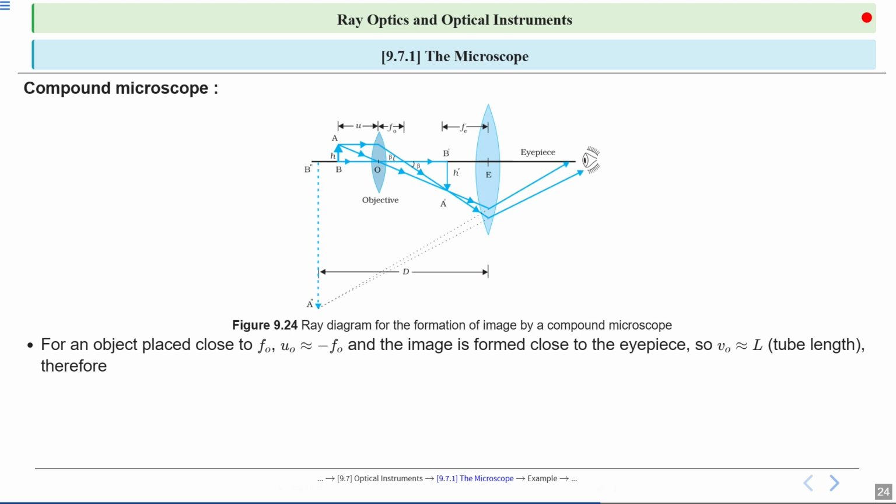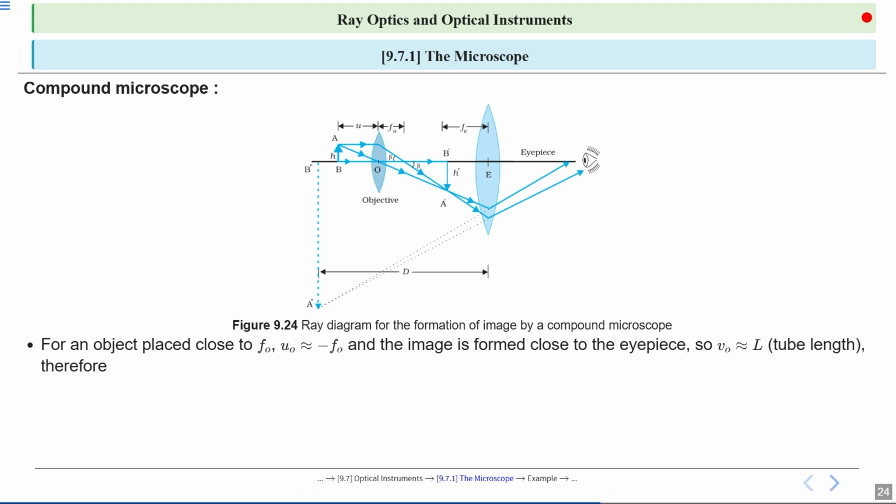Okay, so when we consider the object distance to be at the focus of the objective, nearly equal to the focus of the objective lens, then the image is formed near the eyepiece. Or we can say the image distance in this case will be equal to the tube length. Tube length is the distance between objective and eyepiece. So if the object is placed near the focus of the objective lens, then the image will be formed near the eyepiece. That means image distance will be nearly equal to tube length.